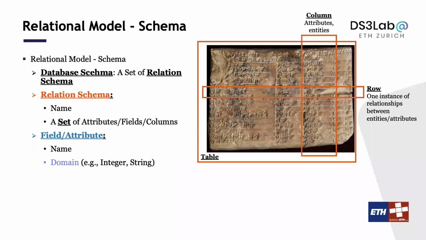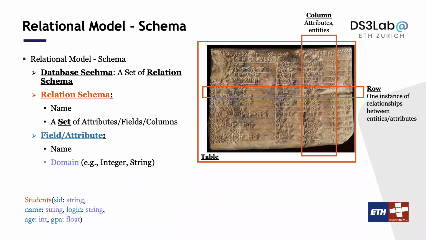And if you put them together, right? If you want to define a database schema, you need to define a whole bunch of relations. And for each relation, if you want to define a schema, you need to give it a name, and then you need to specify a whole bunch of attributes. And if you want to define the schema for each attribute, you need to give it a name, the name of the attribute, and also the associated domain of that attribute.